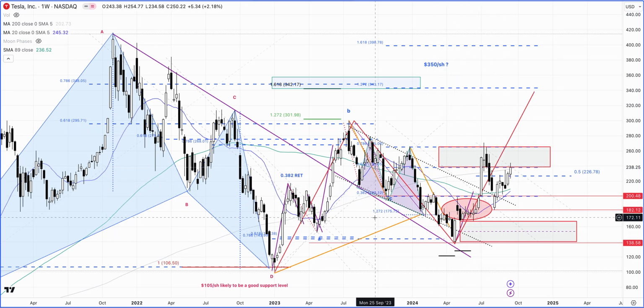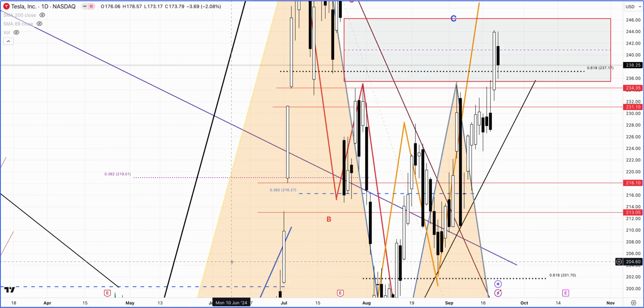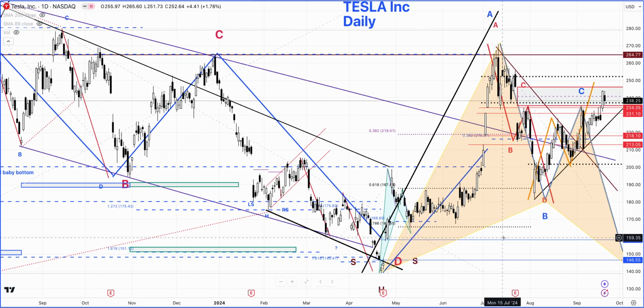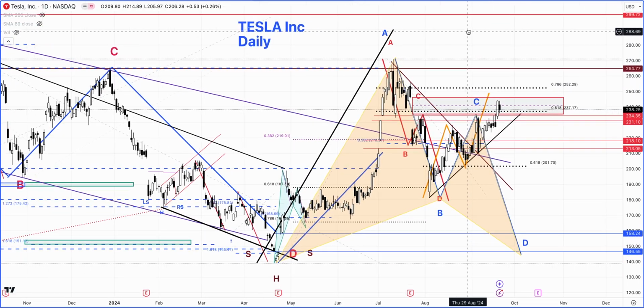So here, last week I removed the possibility that it could move down here, which I did not remove in the daily chart. But I think we have now got something that we can actually also remove that. So there's a possibility it's moving in the CD leg higher to about 330, 340. Then if we take a look at this, here we go. And here we go. This is the Tesla daily.